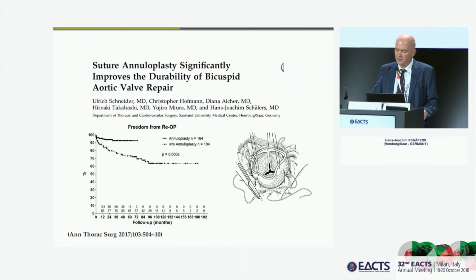In the patients who had isolated bicuspid repair, and this we published last year, we could actually see a drastic improvement of durability using annuloplasty. So quite apparently, annuloplasty does have an effect not only on valve form, but also on repair durability.